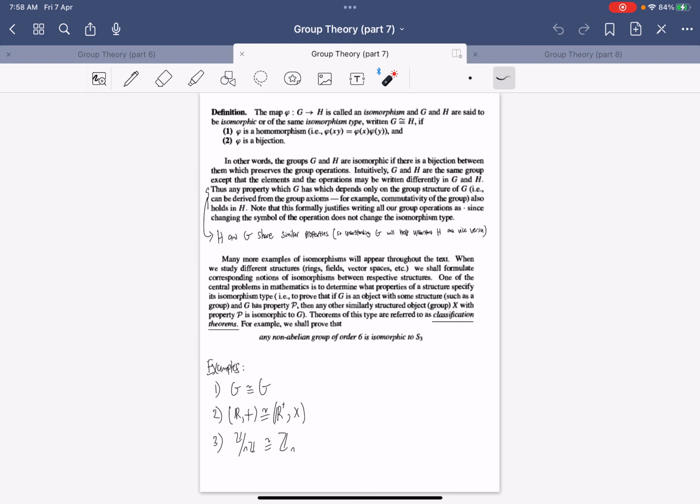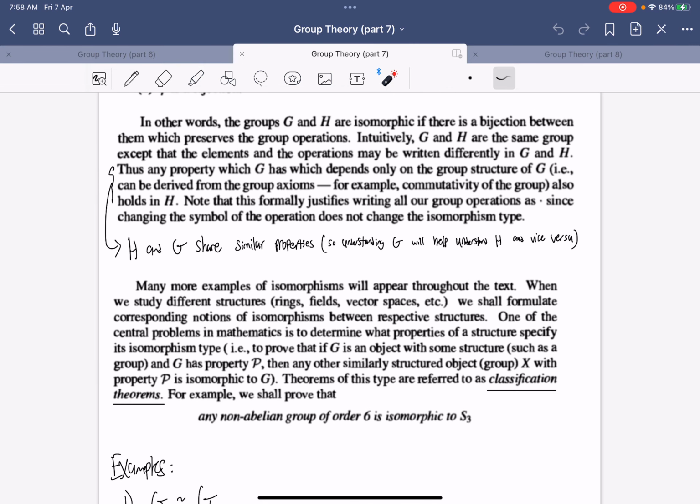So the properties of the group will now depend on its group structure, and so G and H will have the same group properties. And hence, understanding how the group G works will help us understand how H works and vice versa. And so what we really want to say is that we want to have a group that we can easily understand, and then show that any other group that looks complicated is isomorphic to this group, and as a result, all the harder groups we can just understand because we understand the simpler group.